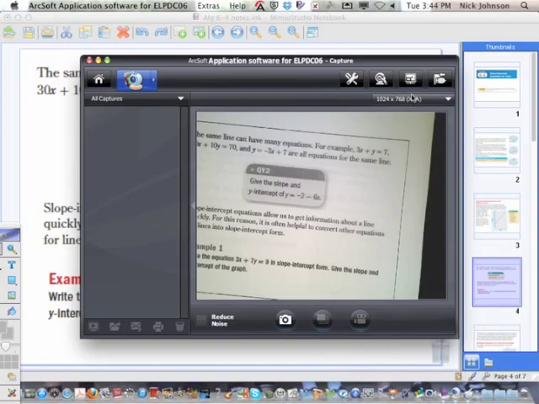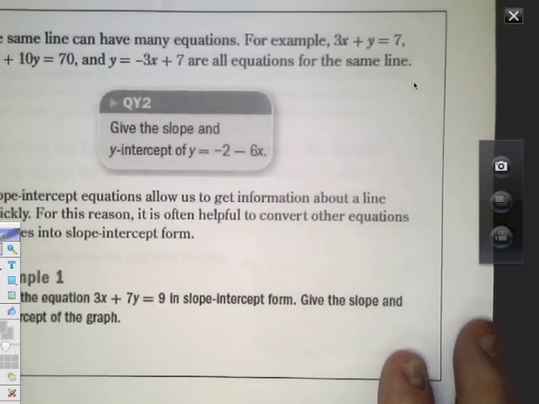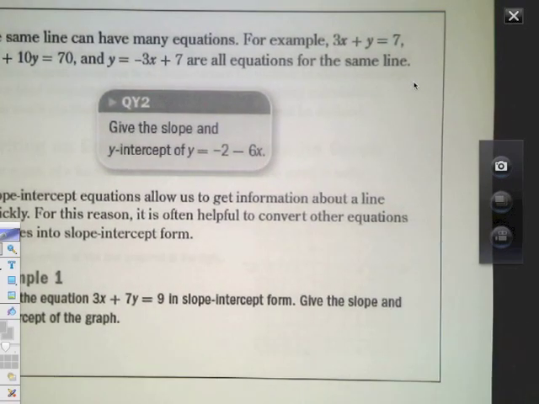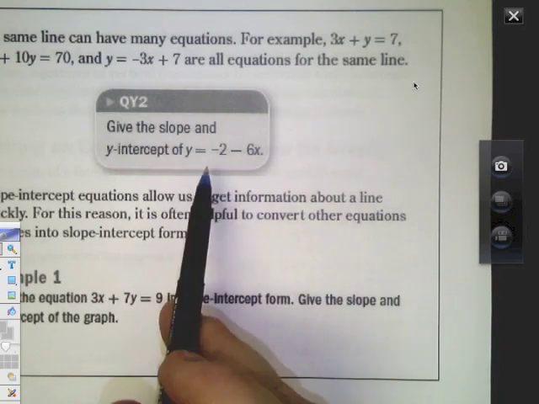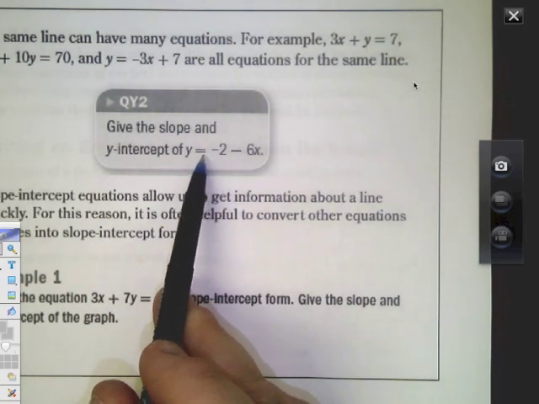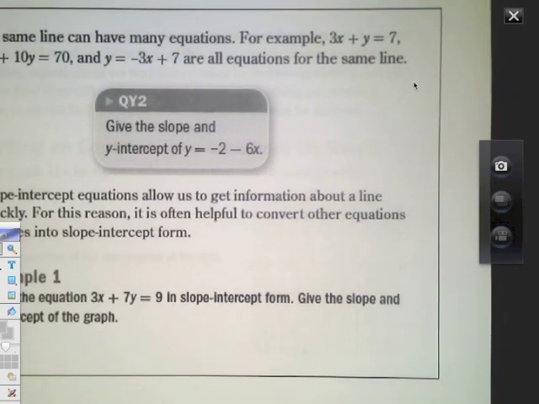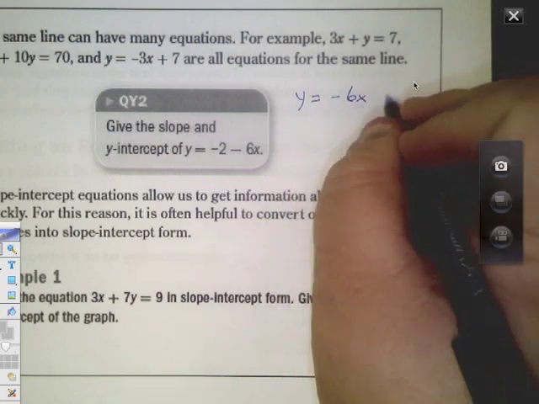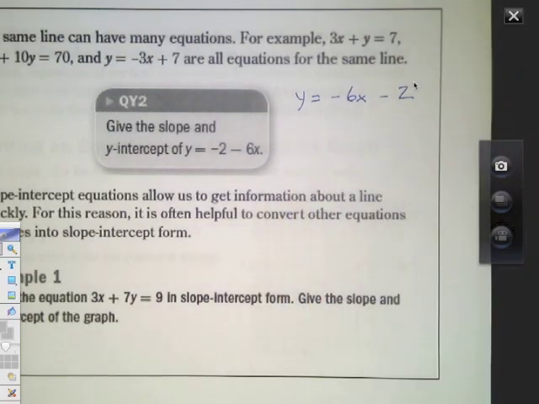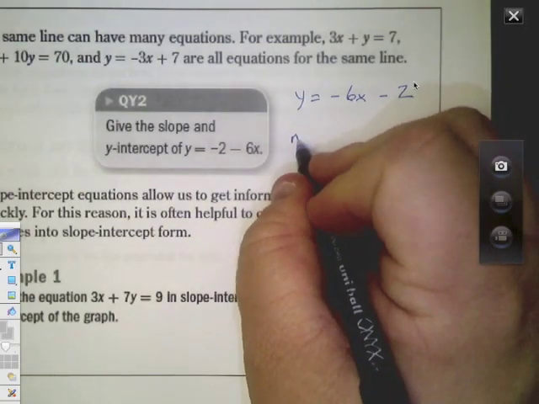Let's do Quiz Yourself 2. It says give the slope and the y-intercept of y = -2 - 6x. Now, you could rewrite it in the form that we're used to, mx + b. This is not in mx + b form. We can put it in mx + b form. Let's do that. So this is y = -6x - 2. Now we are in mx + b form.